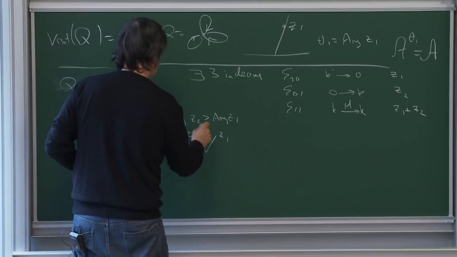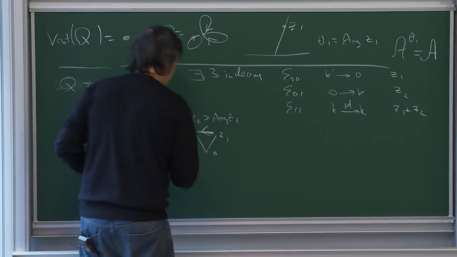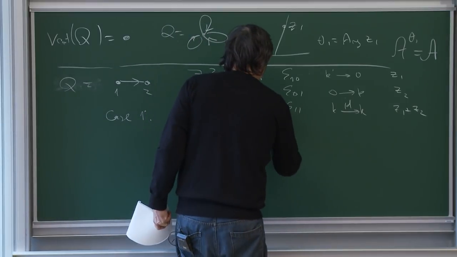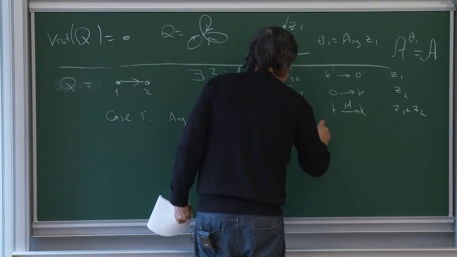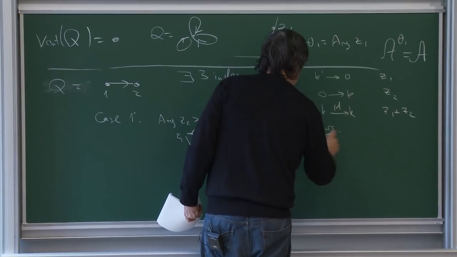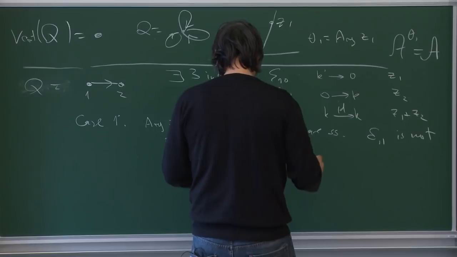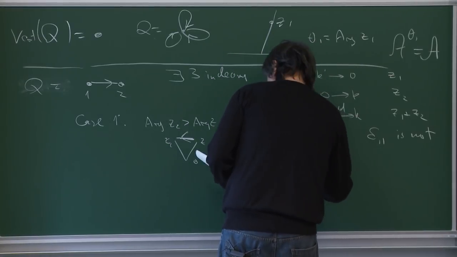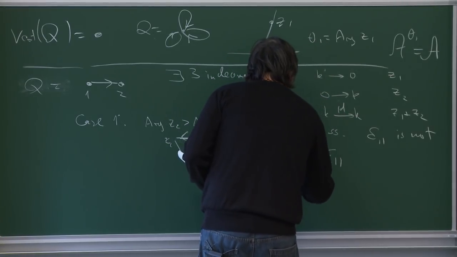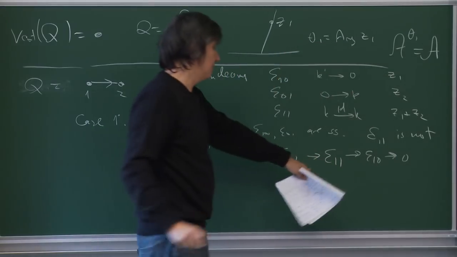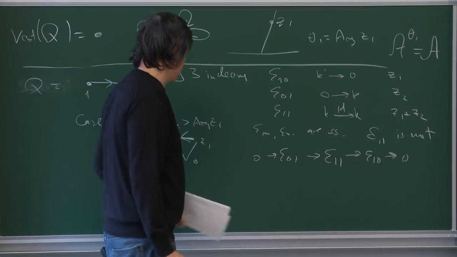So the quiver looks like this. Now on my plane, E10 and E01 are semi-stable, and E11 is not, because it fits in some short exact sequence. It has a subobject and a quotient object, and one can check that it destabilizes this.